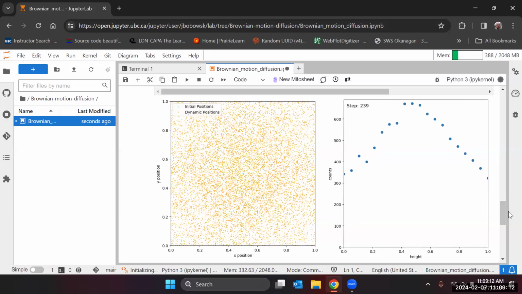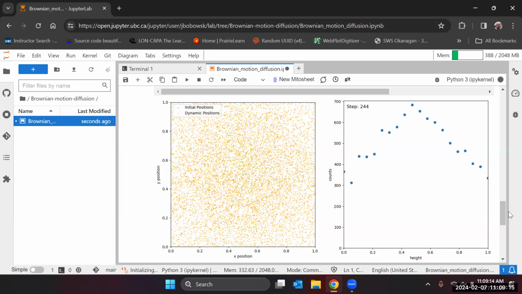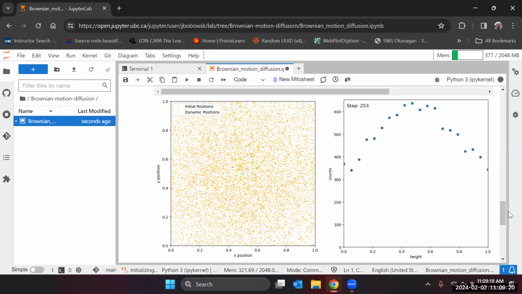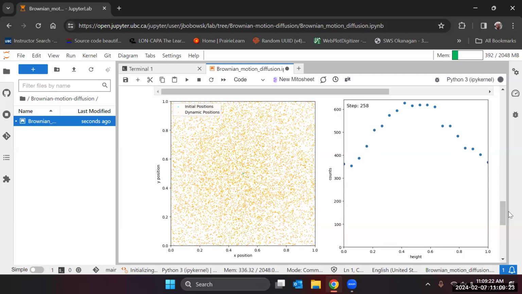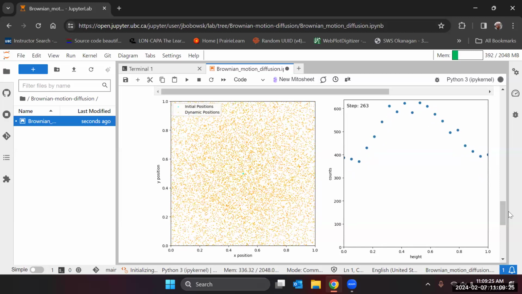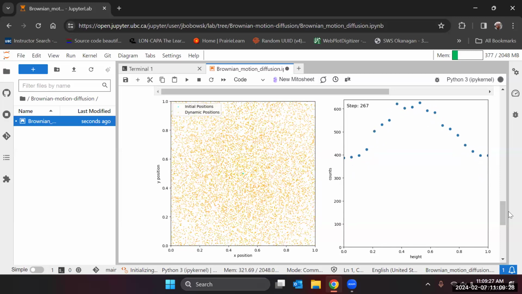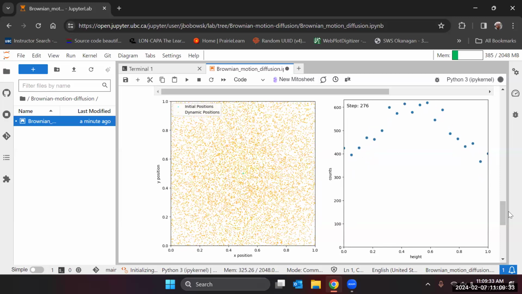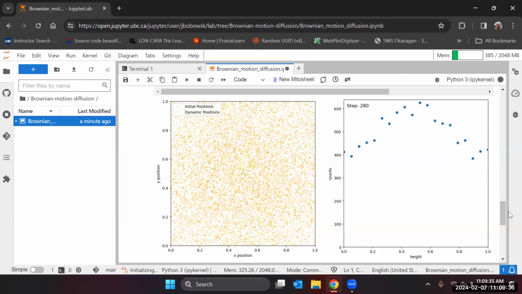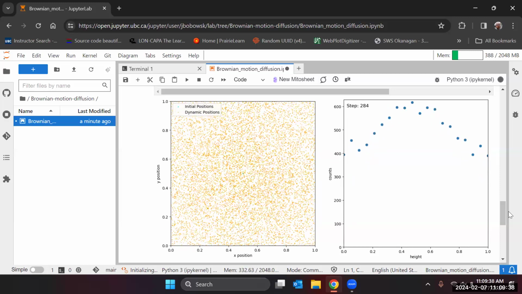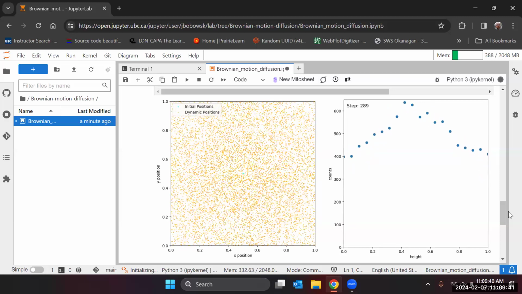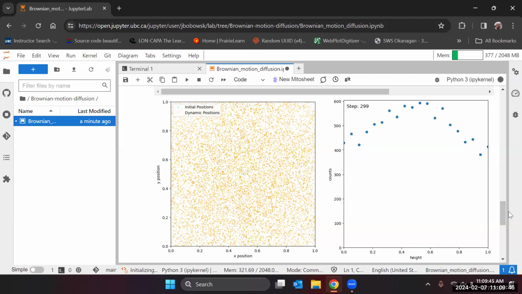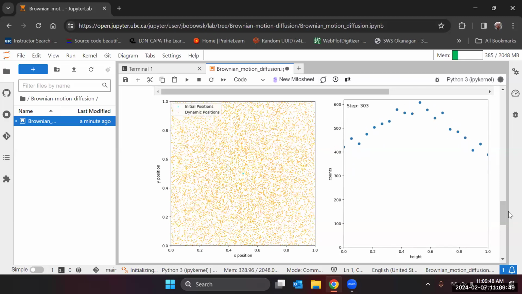I will show you one more here. While this is running, I'll set up the second one. In the second simulation, we're going to have the same 1 by 1 box of particles, but we'll start with all of our particles distributed uniformly. So it's like this one has been running for a long time, and then we have this completely random distribution of particles. In the second simulation, we're going to say that it's more likely for a particle to move down than to move up.